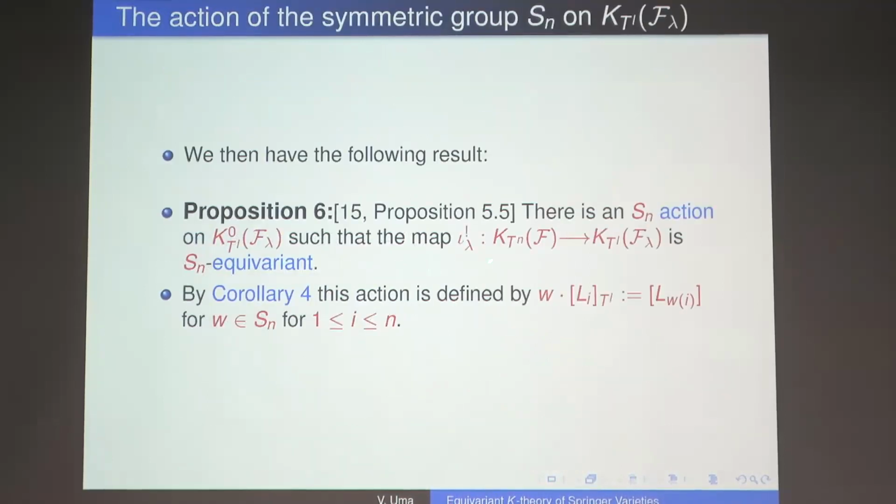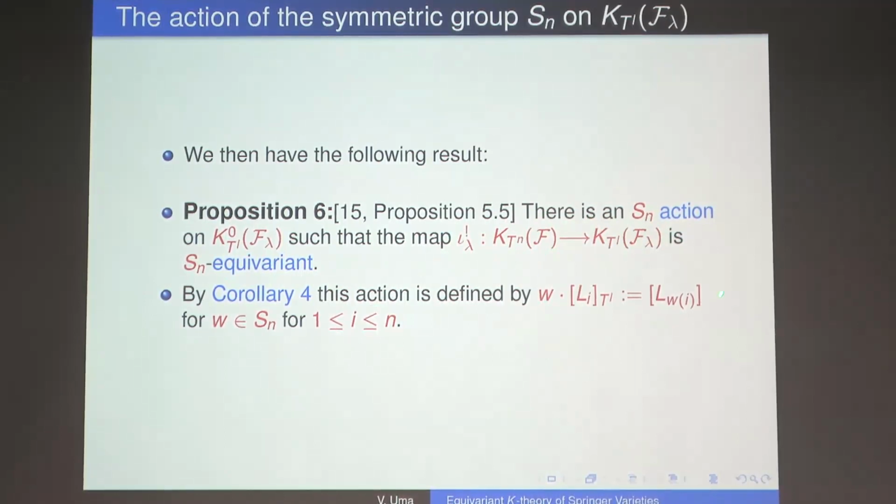So then we can show that there is an S_n action by using this commutative diagram, in such a way that this map is S_n equivariant. We already know this S_n action, but we can give an S_n action by using this restriction to the fixed point and show that this map is S_n equivariant.